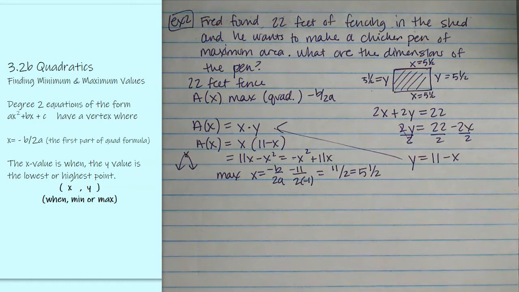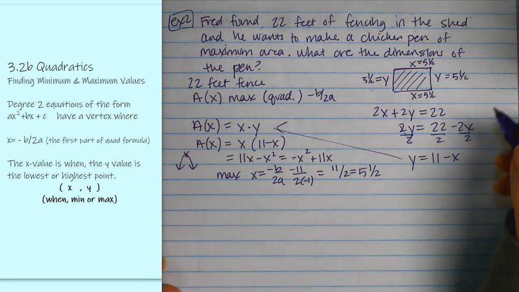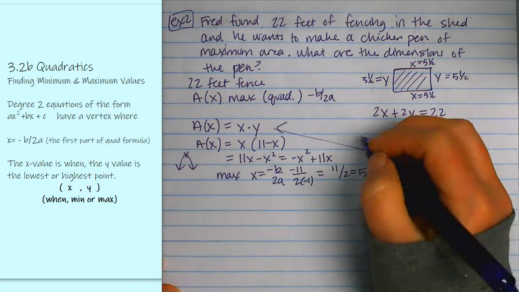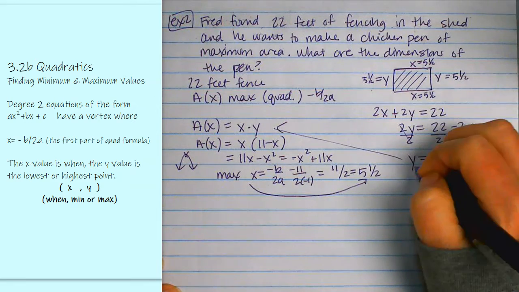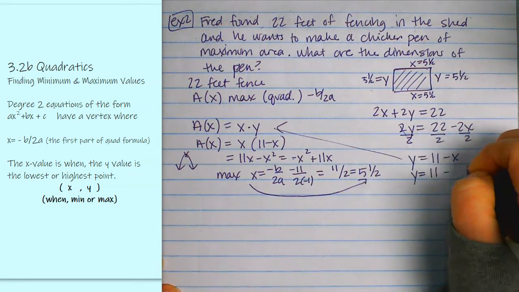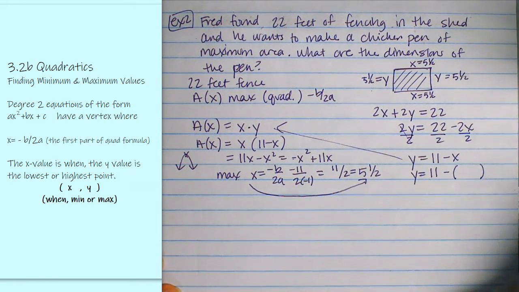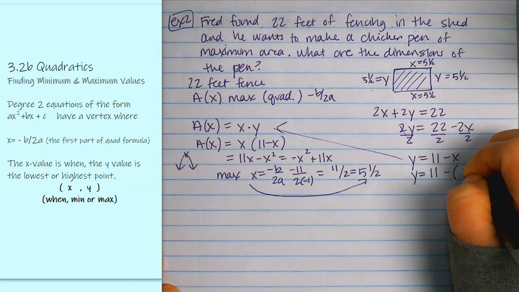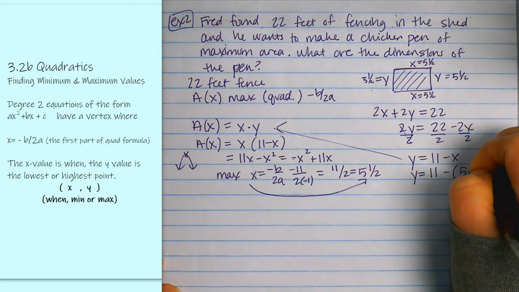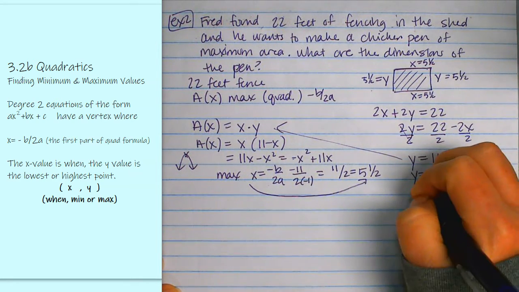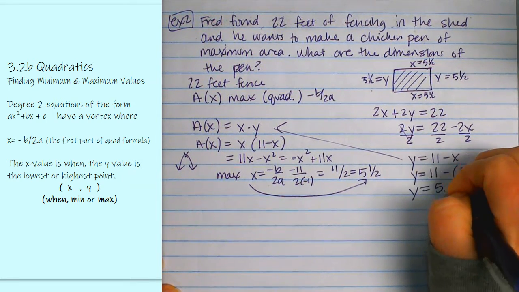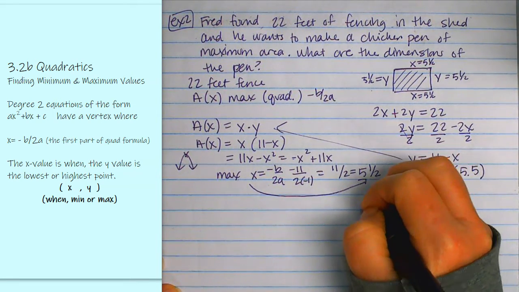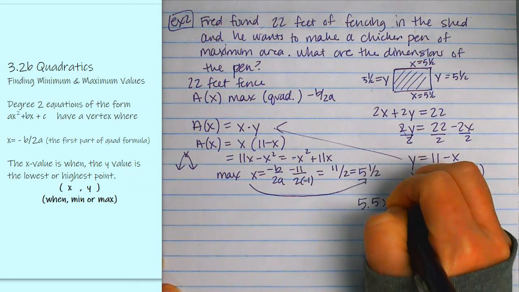But if you're not sure, all you have to do is plug in here. So we know what x is. This is x equals 5.5. We can write y equals 11 and plug in x right here. So 5.5 or 11 halves, 5.5. And we would get 11 minus 5.5 is 5.5. So the dimensions of the pen are going to be 5.5 times 5.5.